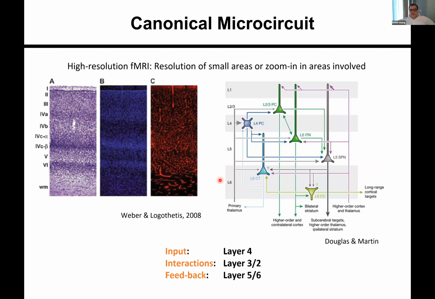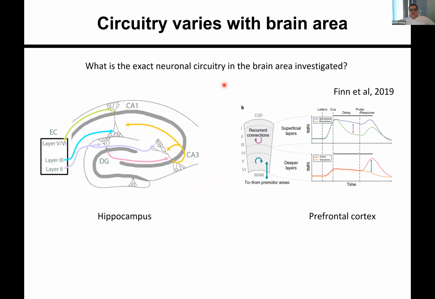Obviously, we know that the microcircuits also depend on brain area. Here, for example, a microcircuit is shown for hippocampus. For prefrontal cortex, again, we have a different microcircuit, and that's from a paper from Emily Finn. So the neurocircuitry depends on the brain area investigated.